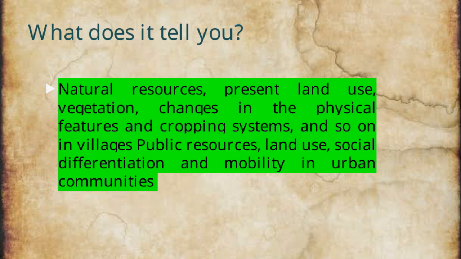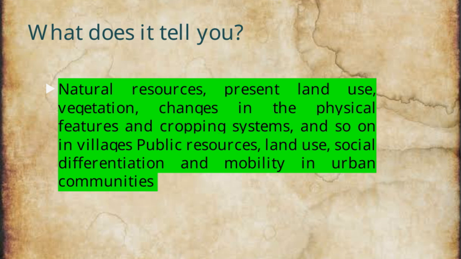Cropping systems evolve over time, adapting to climate, market demands, and technological advancements, reflecting the dynamic nature of rural life. Moving to urban areas, public resources like parks, transportation, and public services play a crucial role in shaping community life. Land use in cities often reflects economic priorities and planning decisions, which can lead to social differentiation, meaning disparities in wealth, access, and opportunities. Mobility in urban communities is also vital. It influences how people access resources, jobs, and social networks.